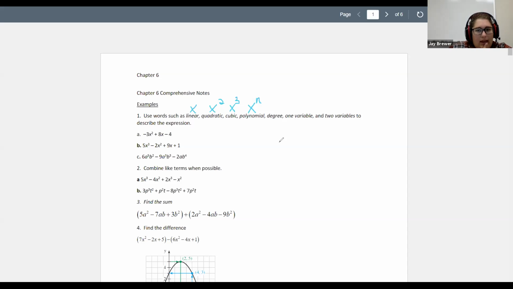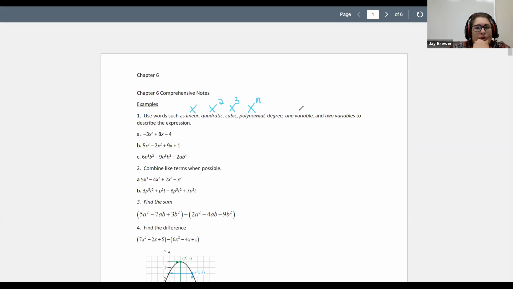And I guess I should also mention that it's not going to be a singular degree, so it's a degree based on the terms. So do you see how for number 1C you have A's and B's mixed in? You're going to look at each term. In each term, you're going to add the exponents. That helps you get the degree there.